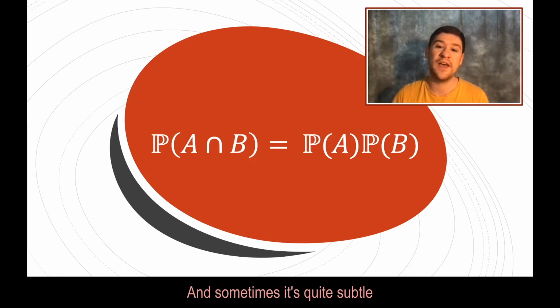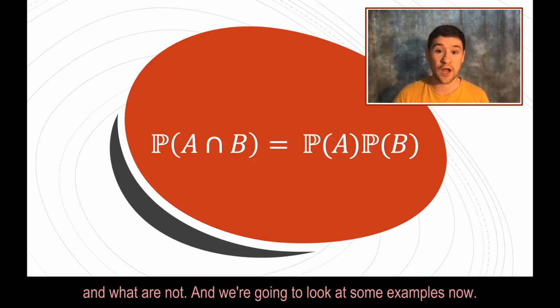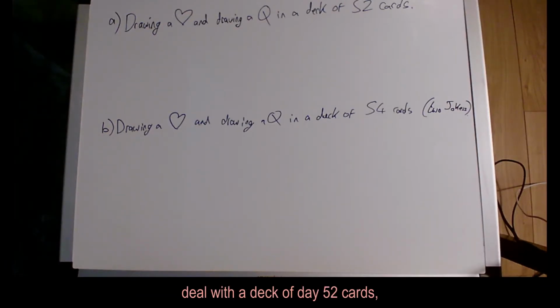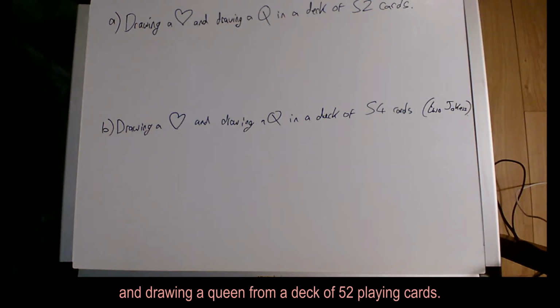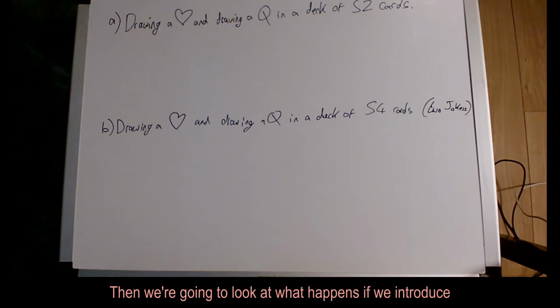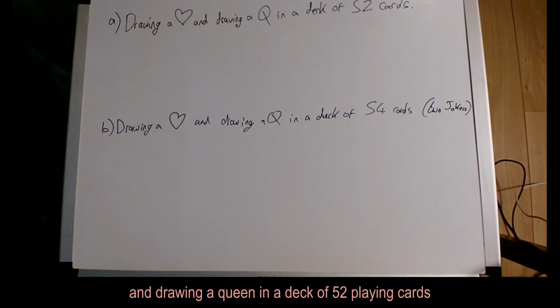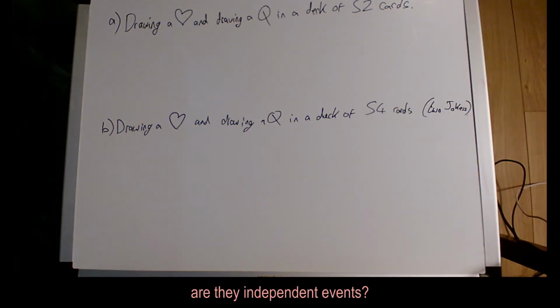And sometimes it's quite subtle what events are independent and what are not. And we're going to look at some examples now. So the two examples we're going to look at both deal with a deck of 52 cards. The first thing we're going to look at is the two events, drawing a heart and drawing a queen from a deck of 52 playing cards. And then we're going to look at what happens if we introduce two jokers into the pack. But first let's check, are drawing a heart and drawing a queen in a deck of 52 playing cards independent events? So let's do that check.